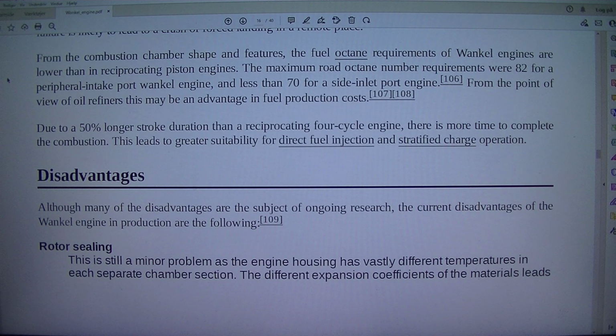Due to a 50% longer stroke duration than a reciprocating four-cycle engine, there is more time to complete a combustion. This leads to greater suitability for direct fuel injection and stratified charge operation.